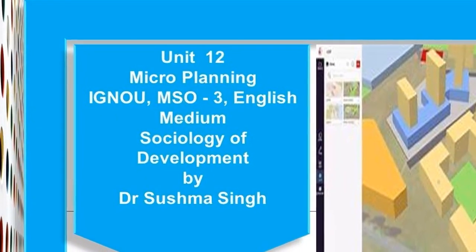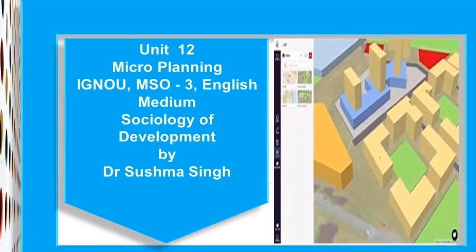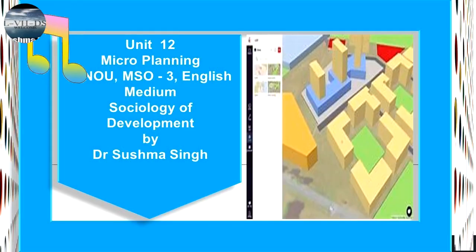Sushma Singh. Today in Unit 12 Micro Planning, we are going to start our lecture with the topic Advancement of Primary Education through Micro Planning. The strategy of micro planning is applied in various areas of social concern. As education is an important component of human development, in this section, we shall be examining how microplanning is used for advancement of primary education in India.